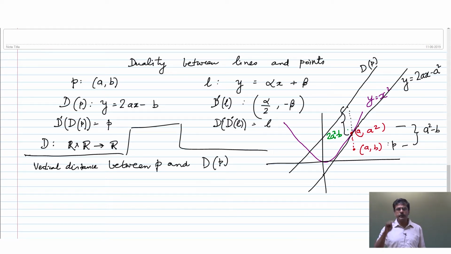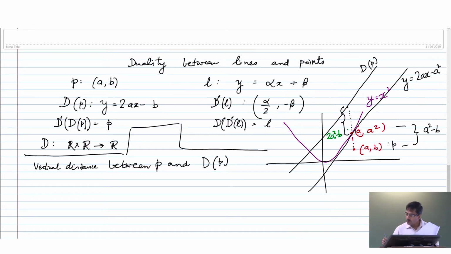If you take a different parabola, this property may not hold, but we can take a different parabola also and define the transform in that way. For our purposes, it won't matter, but unit parabola basically becomes easy for us to handle. Any questions?